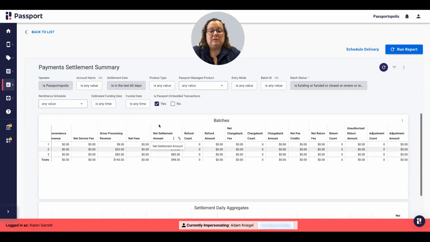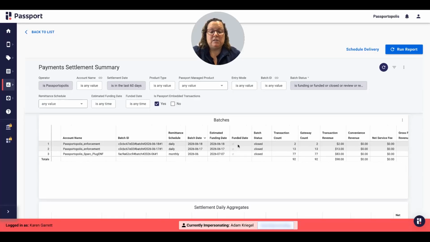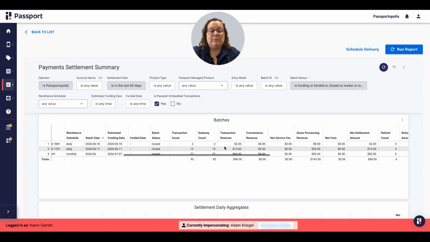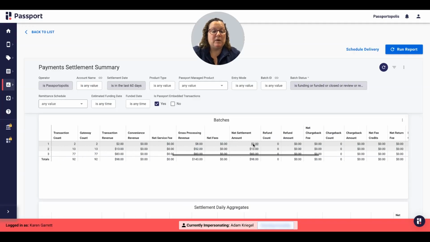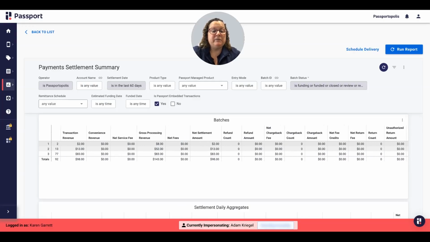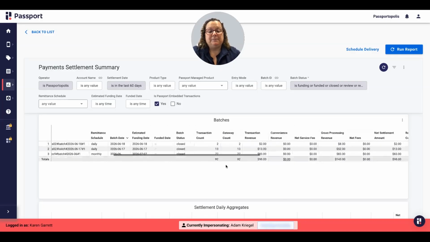If we scroll down just a little bit, you'll notice the first set of information about the batch is the overall batch for the time period. So we have two products showing here, and one of those products, the enforcement product, is daily remittance. And we can see about that product the total number of transactions, the gross amount that was processed, as well as if there were any refunds or chargebacks, and even adjustments made within that batching period.